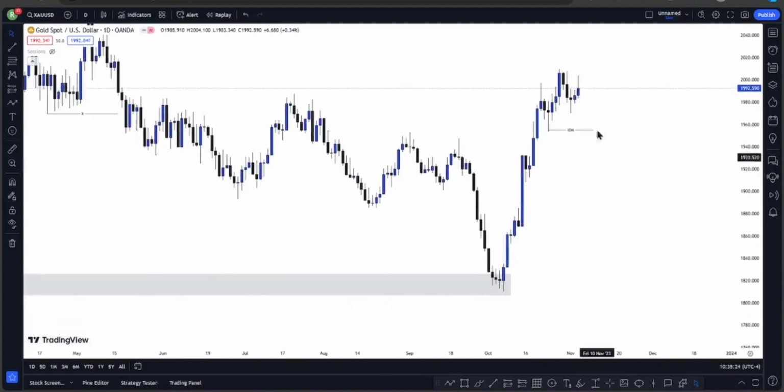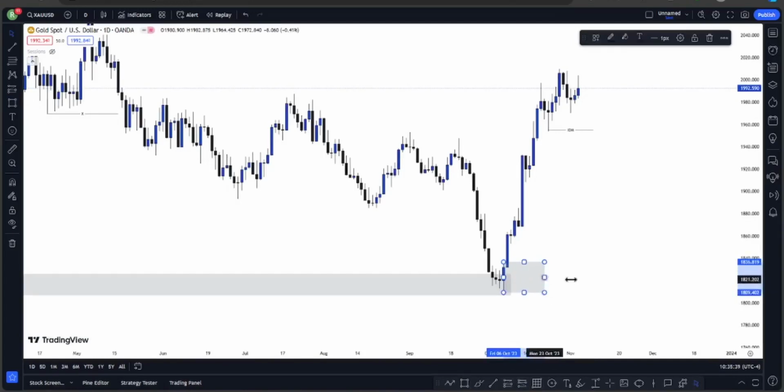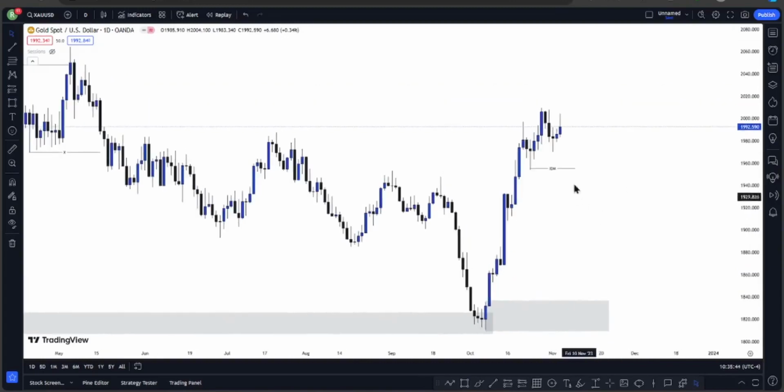If that inducement is taken, now the OB we'll be looking at is this OB here, for price to return to this OB and take it out before going higher. But in the event that price didn't come to take out this inducement and created another high here, then this will become our inducement in the market.